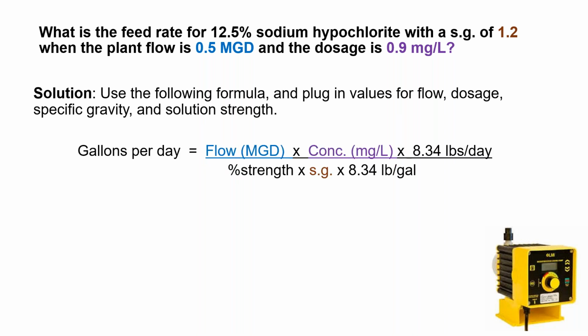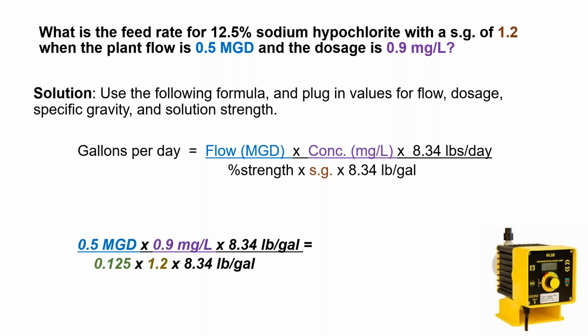So there's our equation. Flow times concentration times 8.34 on the top. Percent strength, we're going to use the decimal equivalent. And then we have times the specific gravity times 8.34. Those two combined, the specific gravity and 8.34, give the weight per gallon. So if we plug all those numbers in, and if anyone wants to shoot the answer into the question pod, which is what Owen has us using, you can feel free to put the answer in.